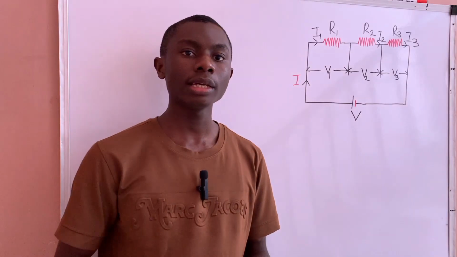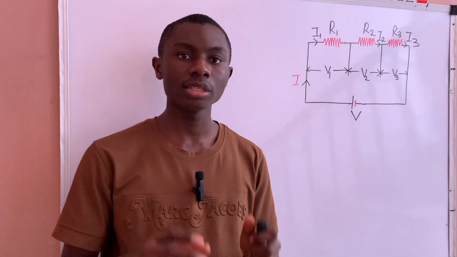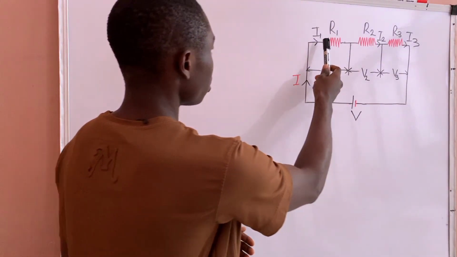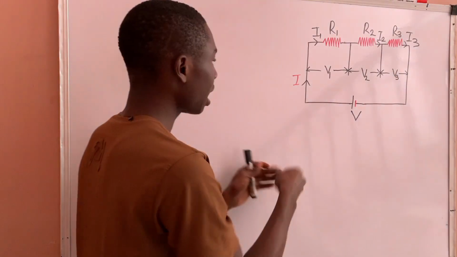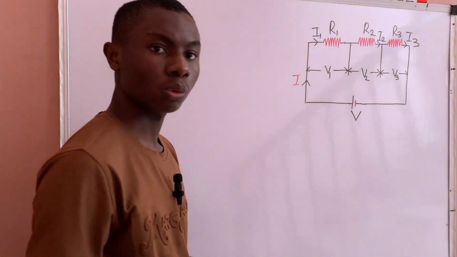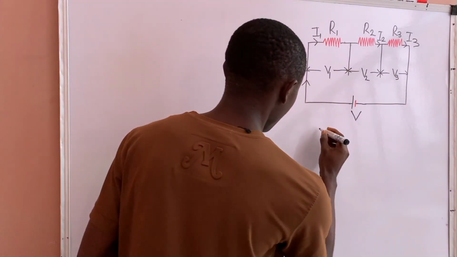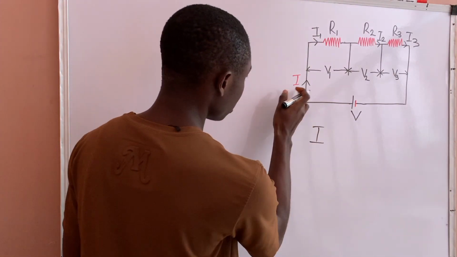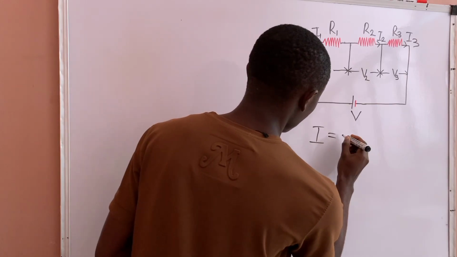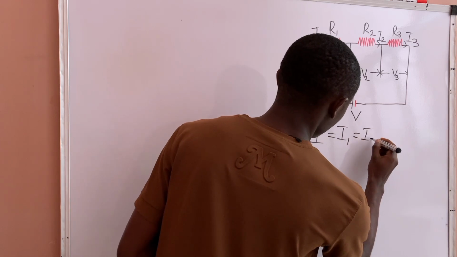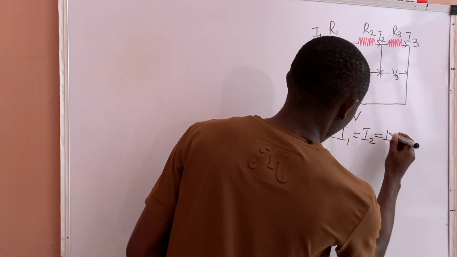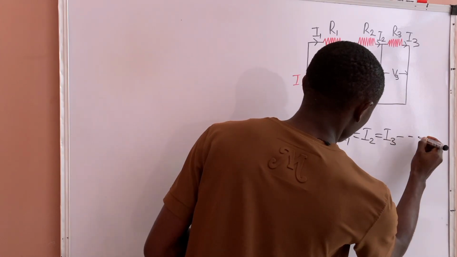We know that in a series circuit, current is the same. I1, I2, and I3 are the same as the supply current. With that statement, I can write that I, which is the supply current, is equal to I1, is equal to I2, is equal to I3. So I can call this equation 1.